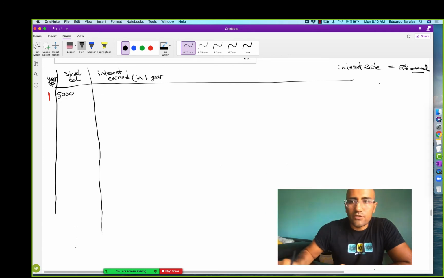Interest earned is just going to be the 5% that you get on the 5,000. So it's just going to be a formula of 0.05 times 5,000. Good. So 10% is 500. Half of that is 250. So you're going to make $250 the first time.